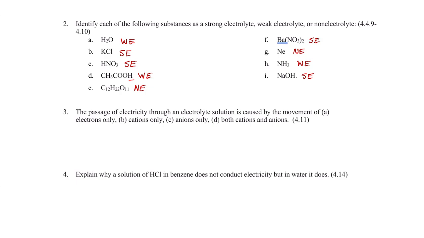Okay, in question 3, we're asked to identify how electricity is passed through an electrolytic solution. Is it caused by the movement of electrons, positive ions, negative ions, or both? We could eliminate choice A. It is not electrons only. We discussed how electricity passes through a solution in the form of ions, not like electrons flowing through a circuit.